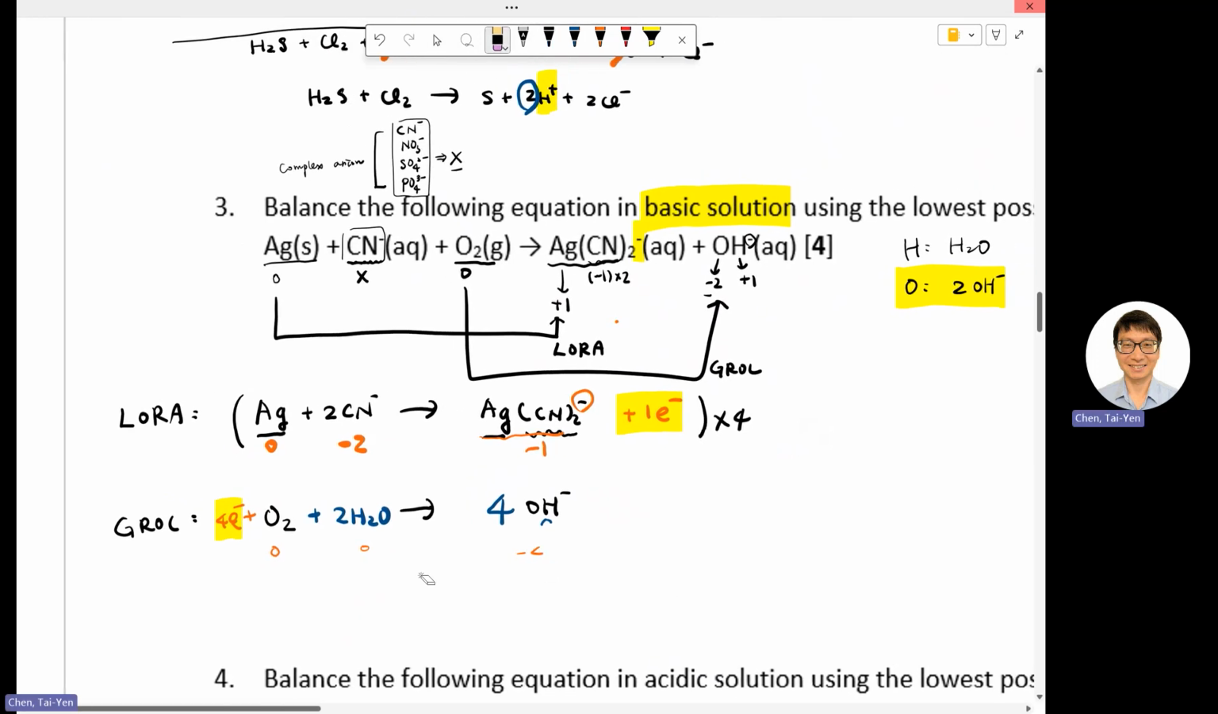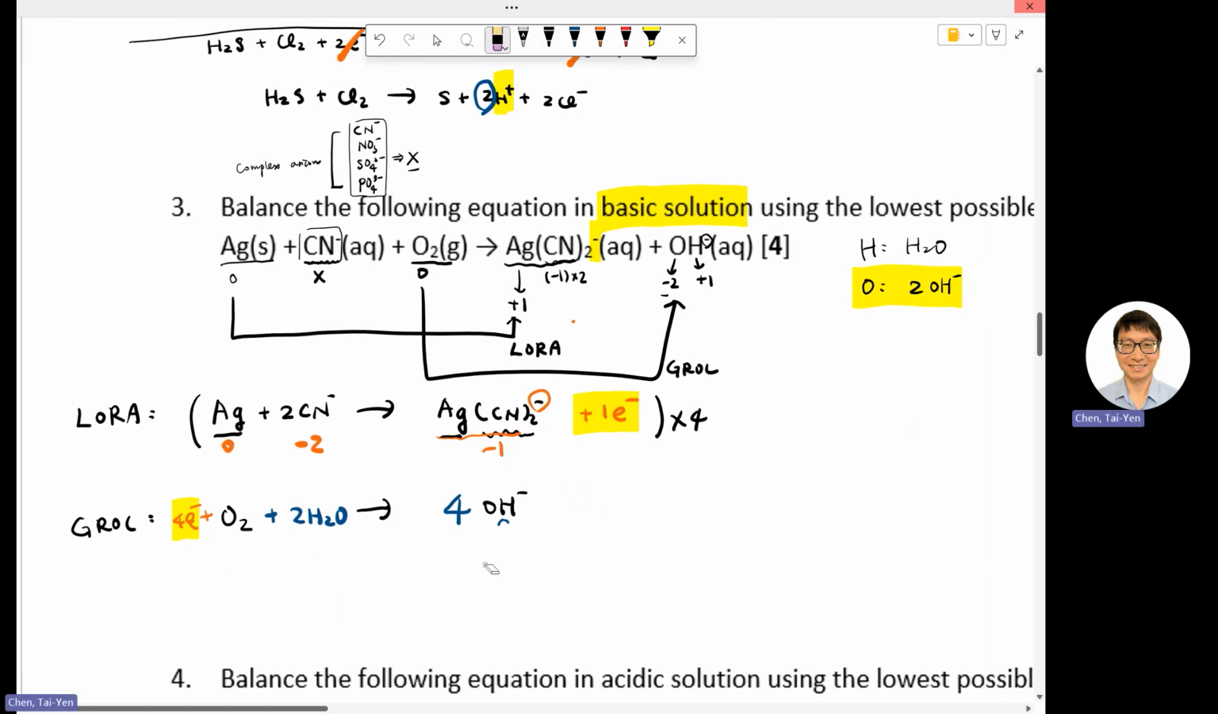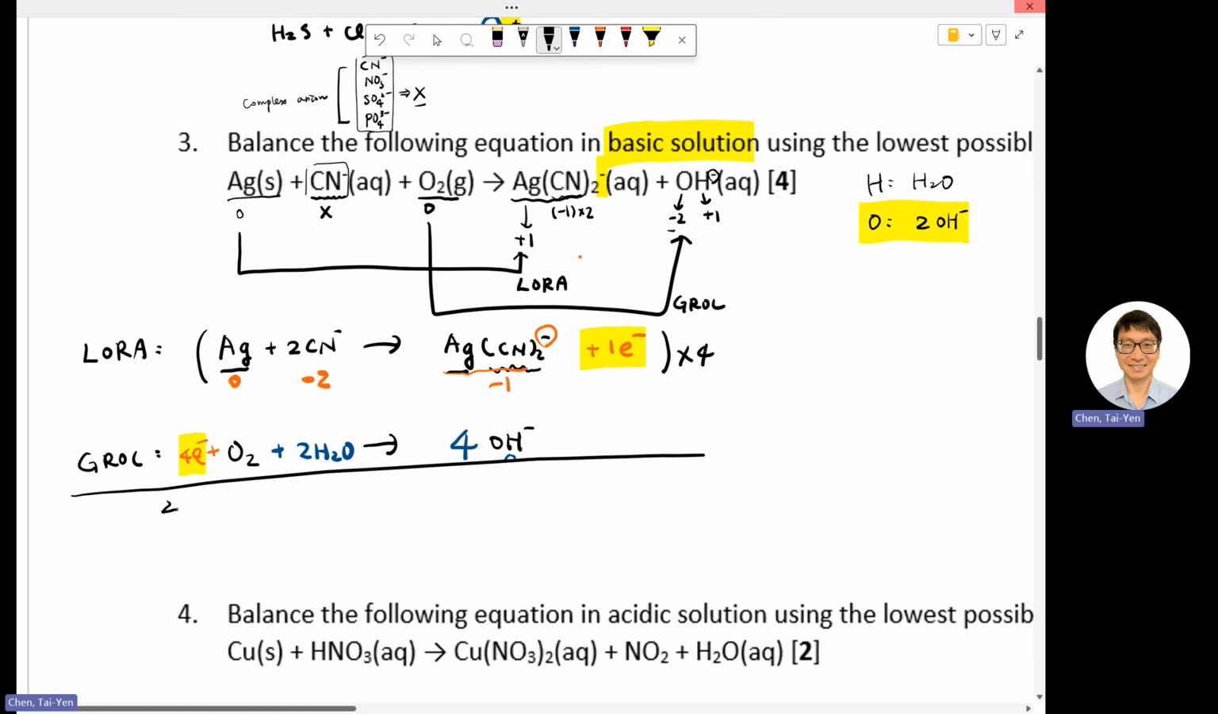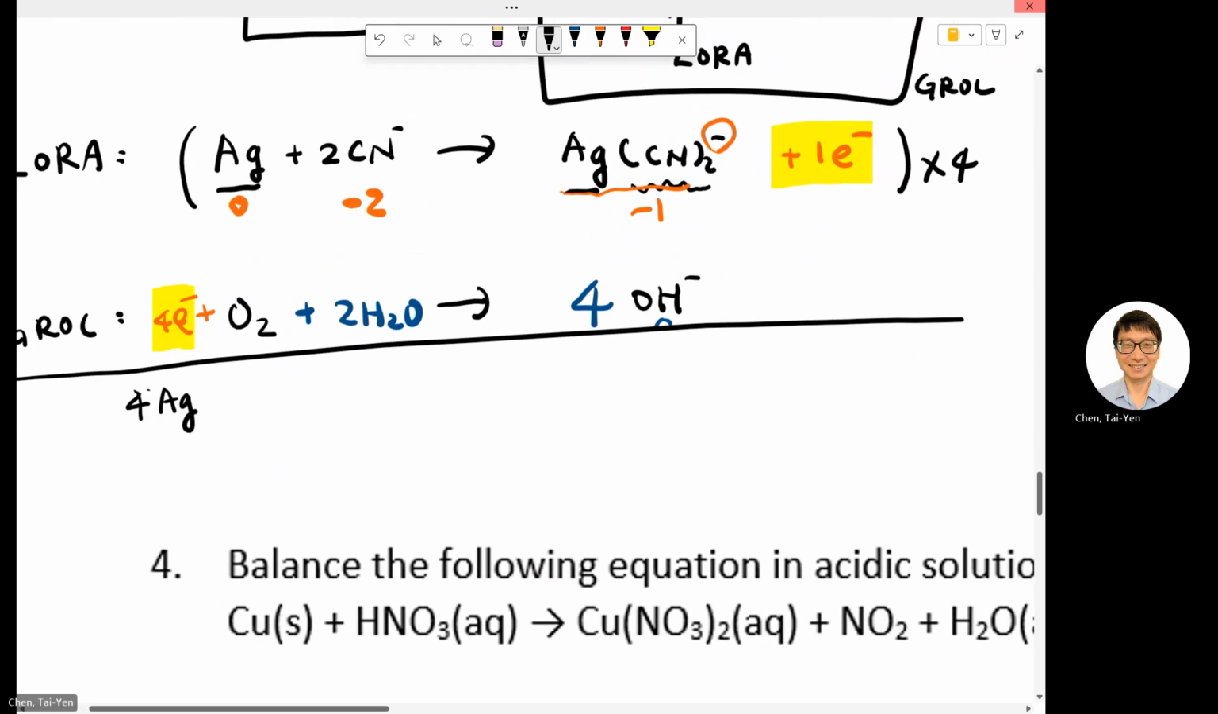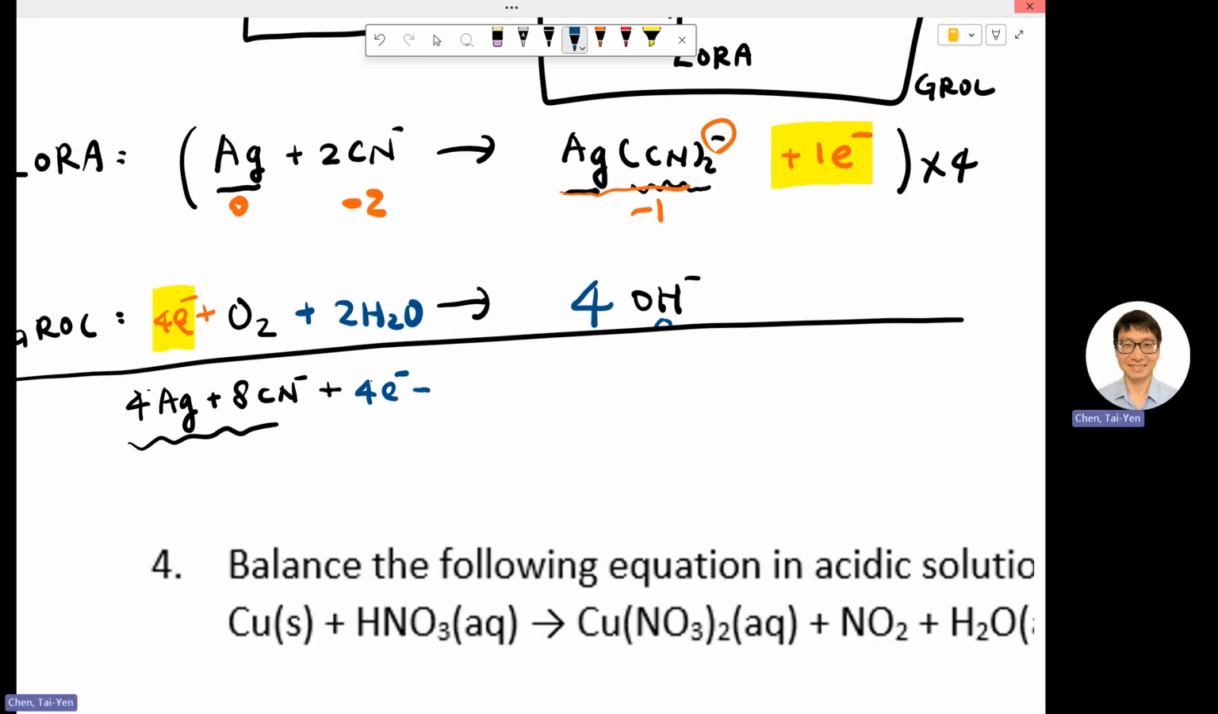Okay, so once you do this, the net result will look like this. I'm going to write out the result directly. So you're going to have 4 Ag plus 8 CN minus, so this actually comes from your LoRa. From your G-Rock, you're going to have 4 electrons plus O2 plus 2H2O. So that's actually all the things that you have on the reactant side.